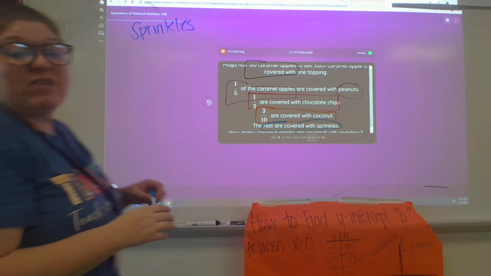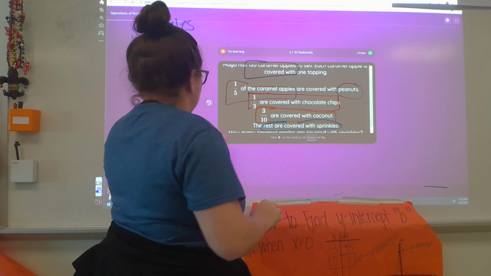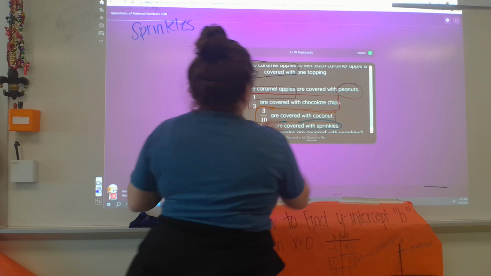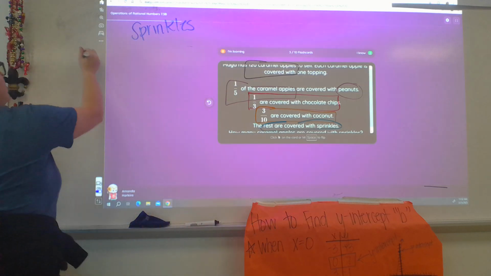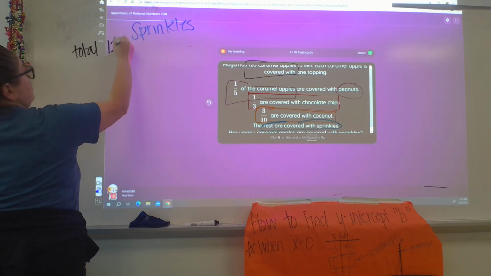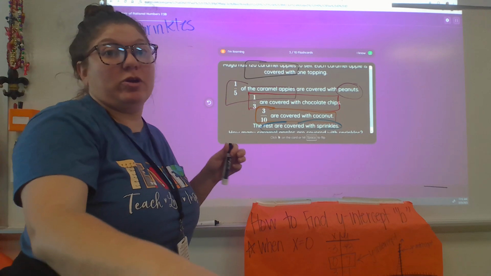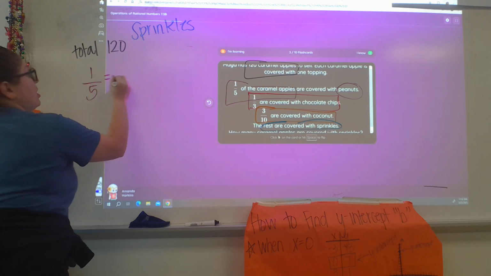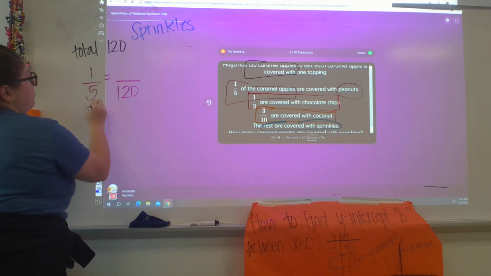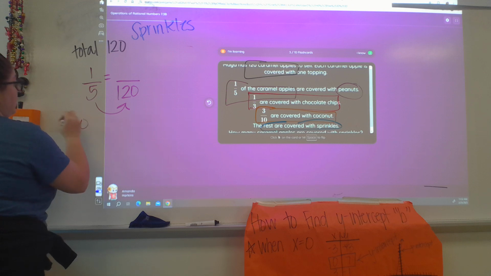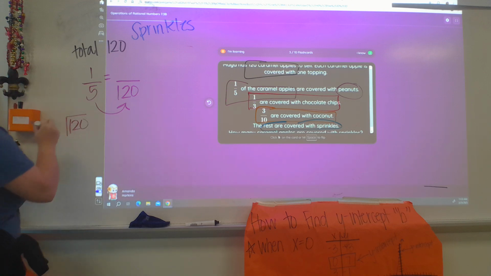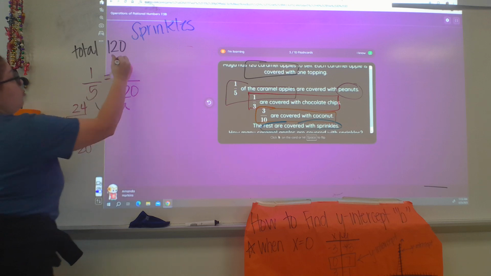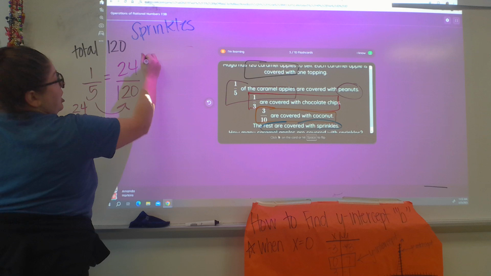Okay, so if I look here, 120 is my total. So we know that my total is 120. We're gonna go ahead and figure out my caramel first. So 1/5 is caramel. We're trying to get to 120. 5 times something gets me 120. I don't know that off the top of my head, so I'm gonna solve. 5 times 2 is 10. Subtract, that's 2. Bring down my 0. So we know that 24 is caramel with peanuts.